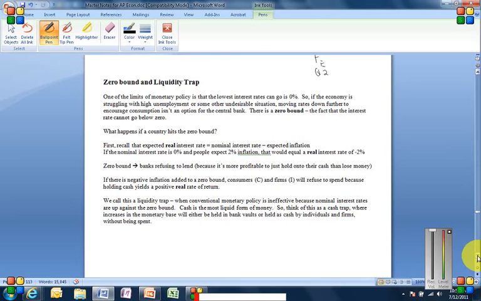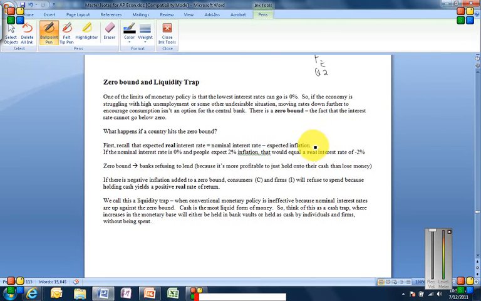That's what we call a zero bound, or think of it as the zero boundary, but we call it in economics a zero bound, the fact that the interest rate can't go below zero. So what happens if a country hits the zero bound? Well, first recall this formula. Real interest rate equals the nominal interest rate minus expected inflation.